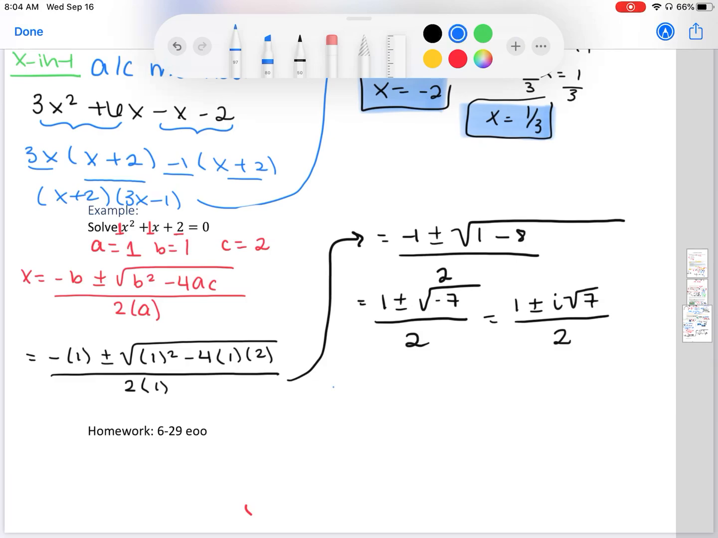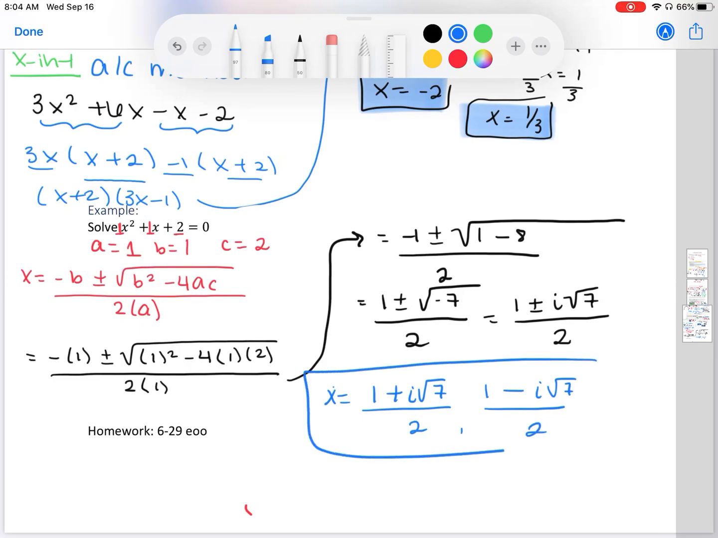So we can say that x is equal to negative 1 plus i square root of 7 divided by 2, and negative 1 minus i square root of 7 over 2. This is also our intercepts. But since in our Cartesian plane we don't have any i's, we just have x values and y values that represent real numbers, this would be a point that does not cross my x-axis. So just to give you a little visual, this would be a graph that looks something like this, where we do not cross our x-axis. That is why we have those i's.